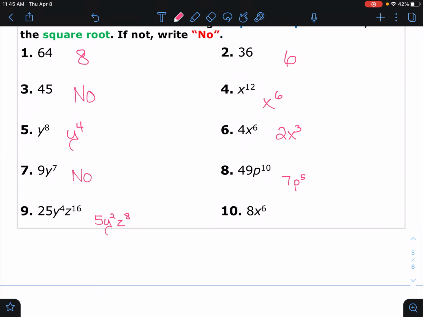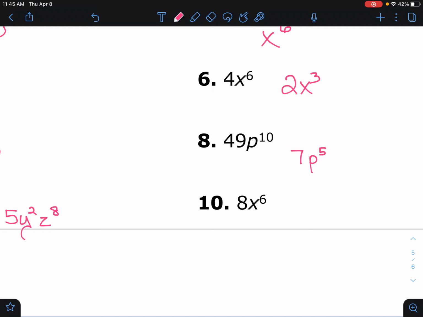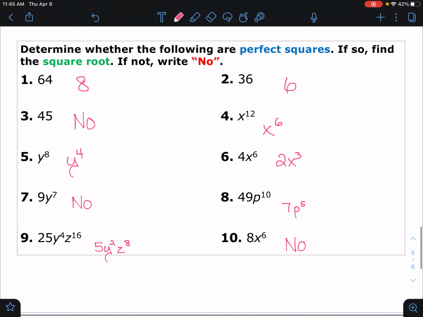All right, number 10, last one. 8x to the 6th. Well, 8 is not a perfect square. So if either part isn't, then it's a no. So this is no. And that's really all there is to it, okay?